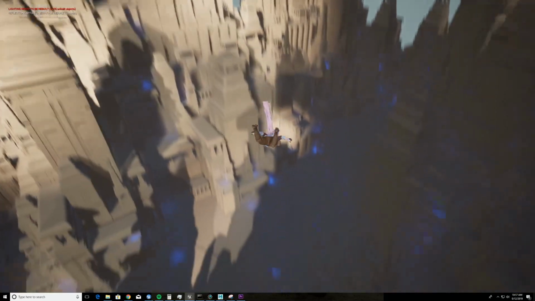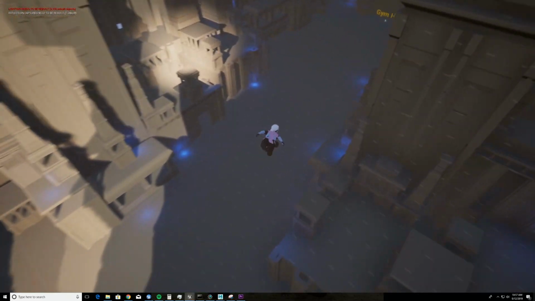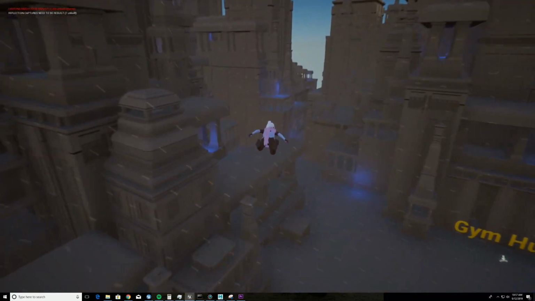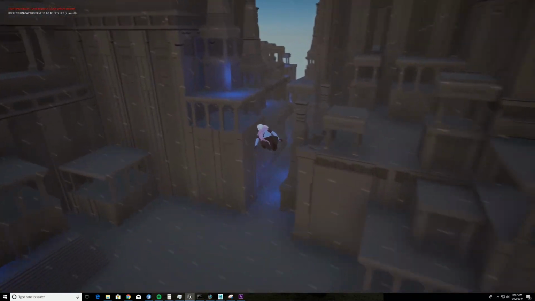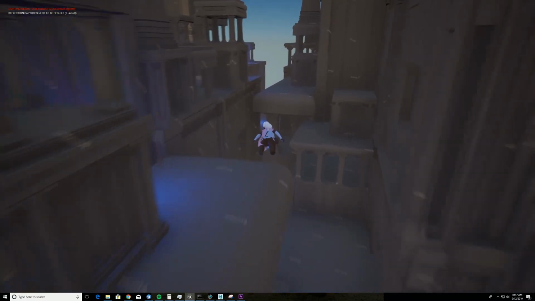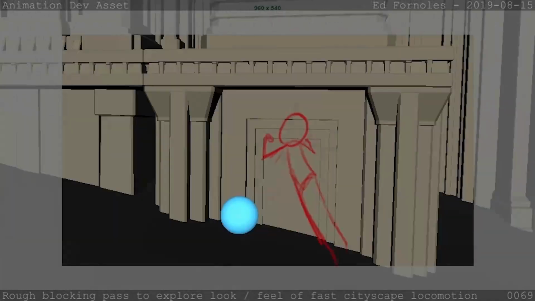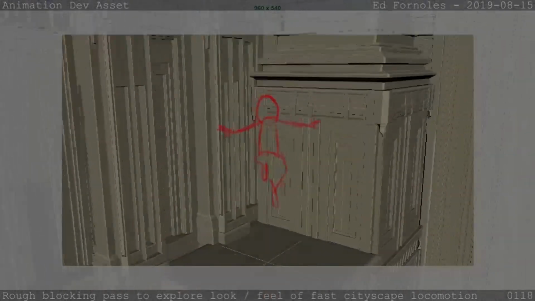And then of course that went to the conversation of like, well, what could she do to touch the environment and wall run? And so here you'll see the red stick figure character, and the drawing animatics were done by Ed Fornolls. And he would only spend a couple days on these, but we got to show it to the team and say like, is this what you're thinking?